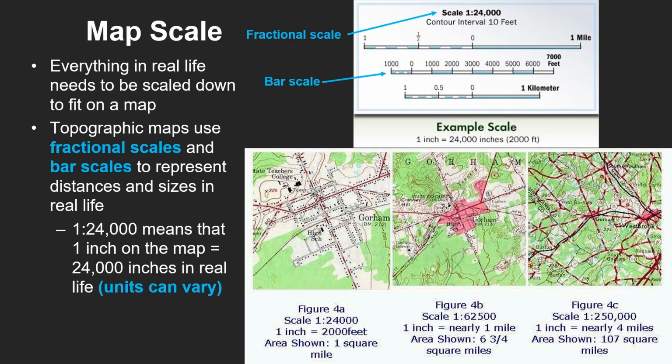Topographic maps use scale to shrink real-world distances. A common scale is 1 to 24,000, meaning 1 inch on the map represents 24,000 inches in reality. Bar scales and fractional scales help us measure distances accurately. This scale is also referred to as the map's ratio.